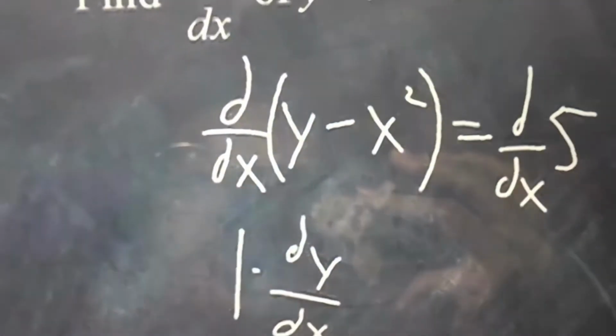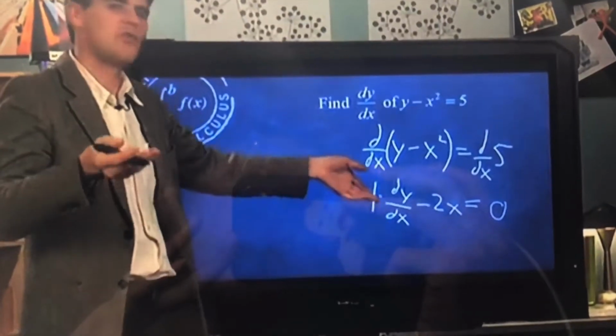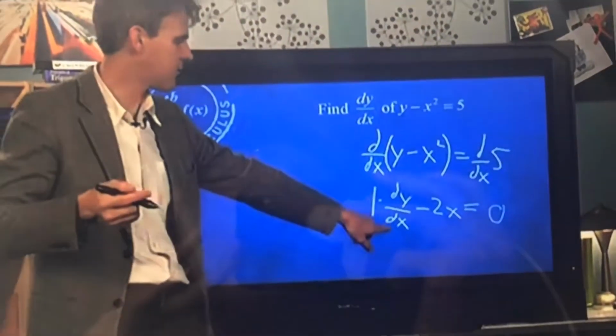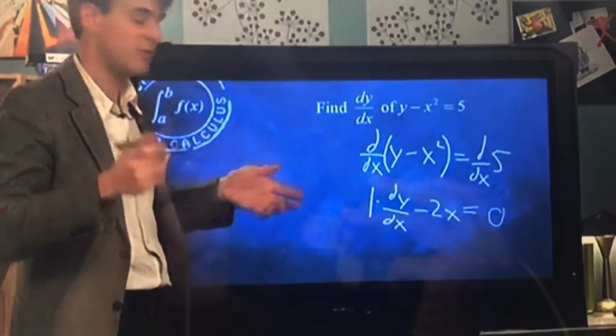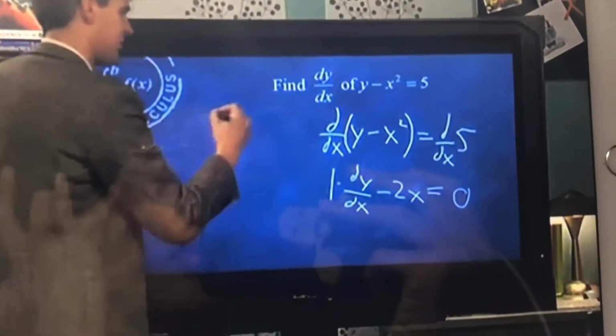That's easy, -2x. We are almost done. Recognize that? That's just another way of saying the derivative. I'm going to solve for this fraction, and I'm finished. So let's see what we have here. We're going to add 2x to both sides.